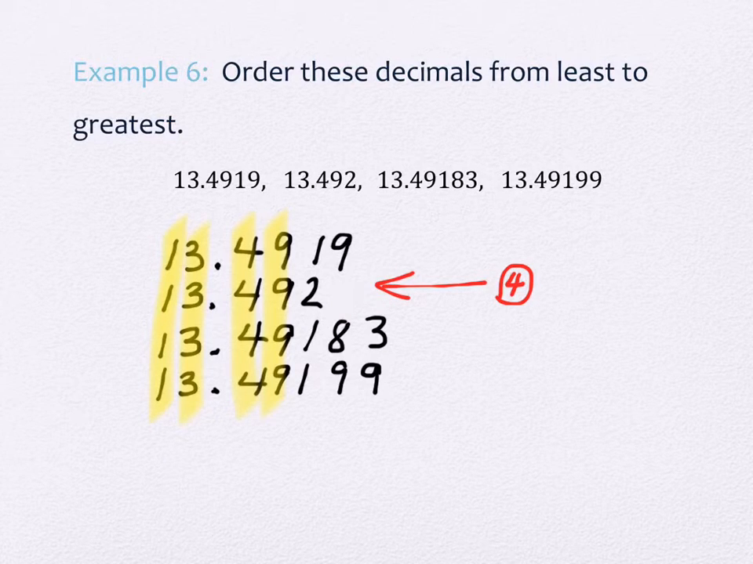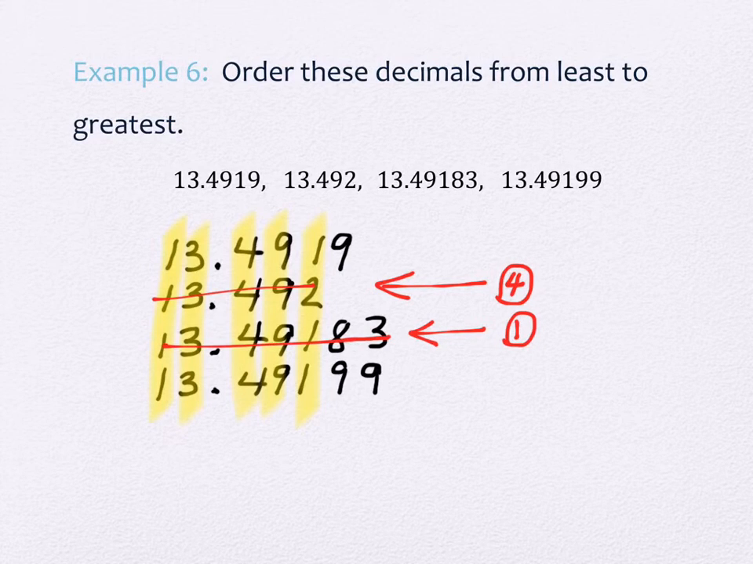You don't have to. But now I'm done with this number, and I can avoid looking at it anymore. It doesn't make any difference. So now I have 3 numbers left, and I'm in the 10,000ths place, right? I've got a 9, an 8, and a 9. Well, the 8 is different. What does that tell me about this number? It's the smallest one. So this is number 1 in my list of numbers. So I'm done with this one as well.